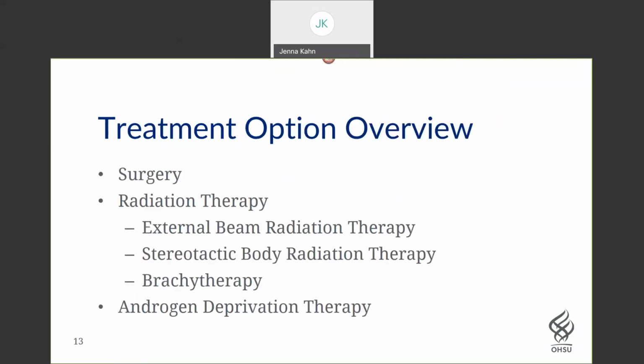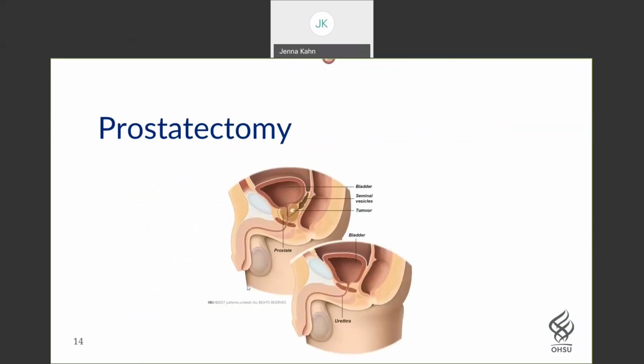So what are the treatment options for prostate cancer? Generally, we would say surgery, radiation, plus or minus androgen deprivation therapy. And then there are also some chemotherapies that I'm not going to be going over today. We'll go more into the actual radiation therapy types of treatment. But generally, there is external beam radiation therapy, stereotactic body radiation therapy, and brachytherapy. So prostatectomy is where you would take the prostate out. You take the prostate and the seminal vesicles out, and also lymph nodes as well. And this can be done open or robotically.